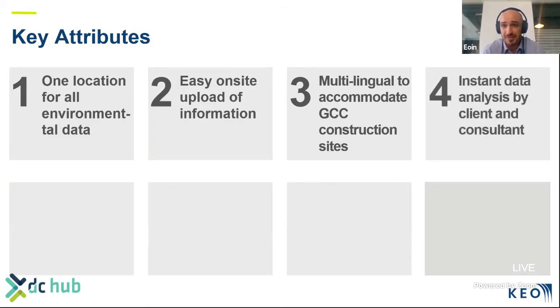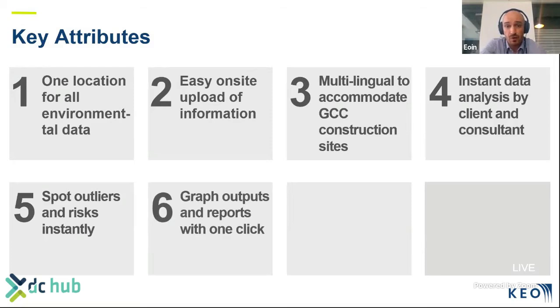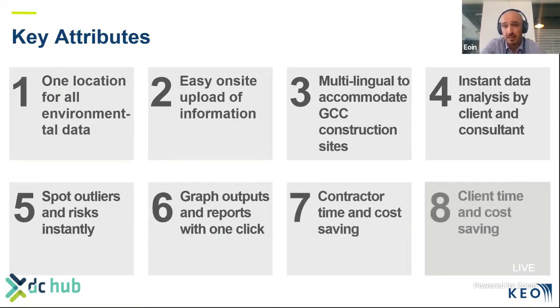I can't see the 4th attribute because the camera's in the way, but I'll hazard a guess that most people can read it. I assume the 4th one was about data gathering, because the 5th one was obviously about spotting outliers and risks instantly. It graphs the outputs with one click, so we can graph everything, and I'll show you that output. And fundamentally, the contractor and the client are saving time and money.